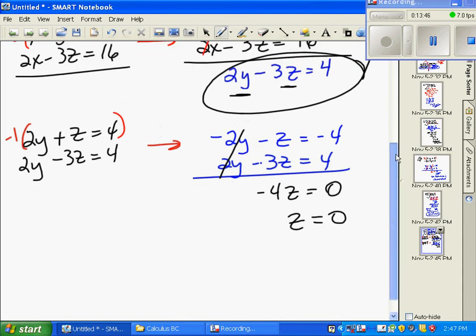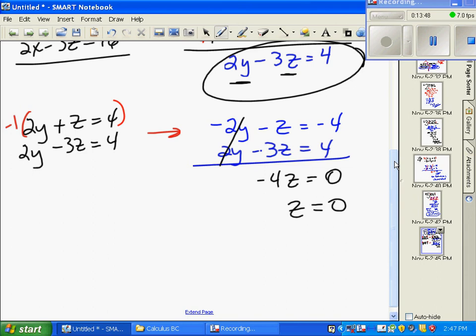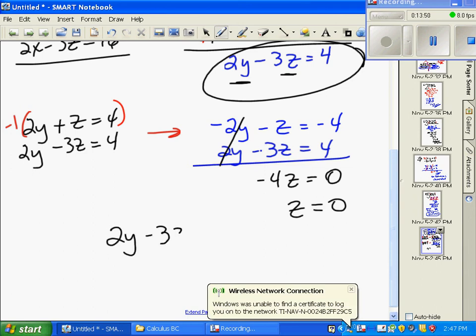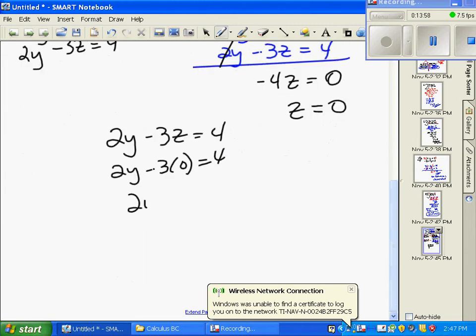Now I need to work backwards. Okay, let's look here. I had 2y minus 3z equal to 4. If I plug a 0 in there, 2y minus 3 times 0, I'm going to get 2y equal to 4, therefore y is 2.